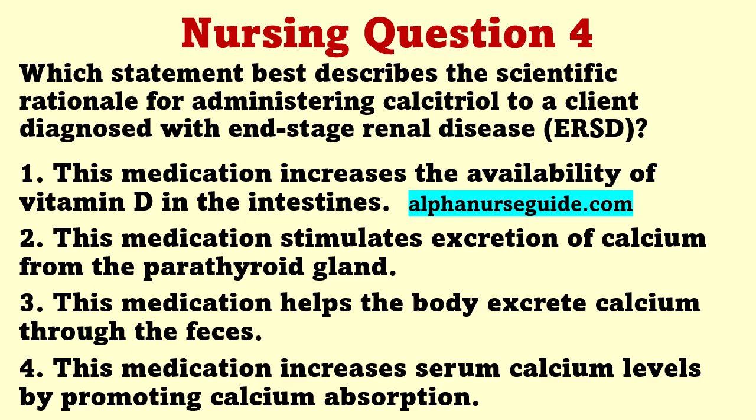The correct answer is 4. This medication increases serum calcium levels by promoting calcium absorption. Calcitriol, a vitamin D analog, increases serum calcium levels by promoting calcium absorption and thereby helps to manage hypocalcemia, which is a symptom of chronic kidney disease. Calcitriol does not affect the availability of vitamin D.